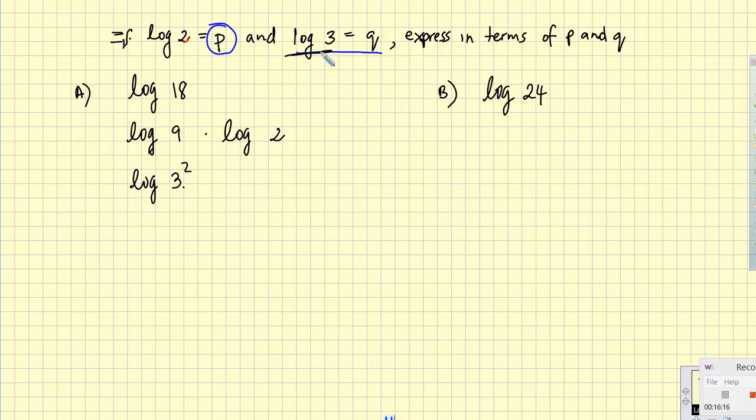Why am I doing this? Because I'm trying to bring everything down to either log 2 or log 3. It's just like when we're trying to bring things down to the same base. So I'm trying to bring things down maybe to a base 2 or a base 3. Here I'm trying to bring things down to log 2 or log 3.